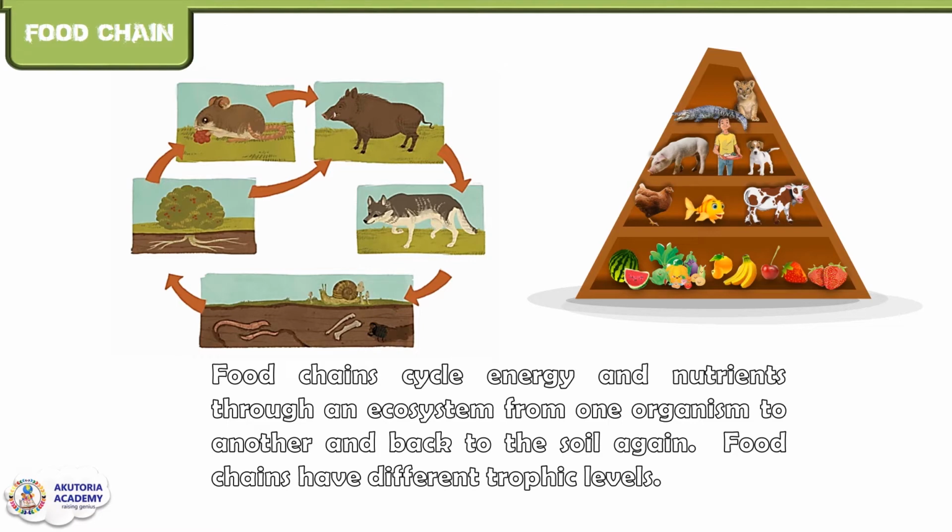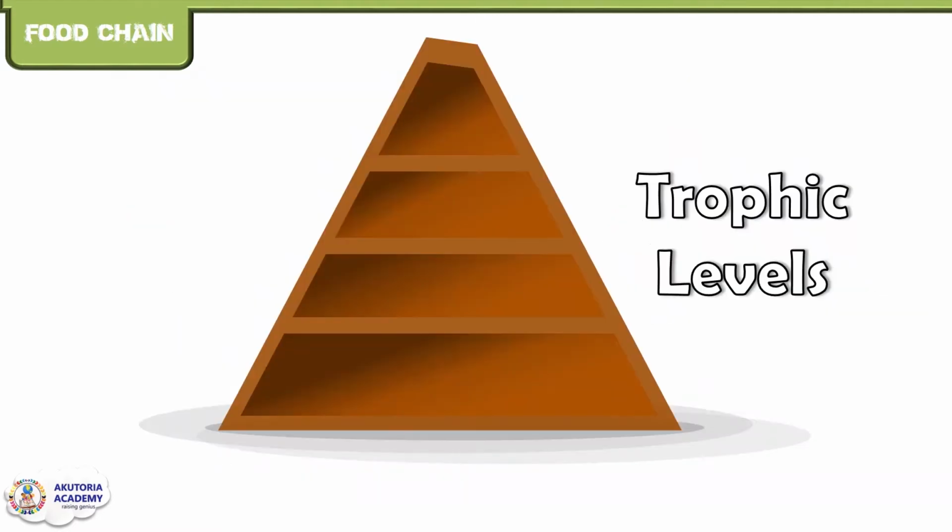Food chain cycles energy and nutrients through an ecosystem, from one organism to another and back to the soil. A food chain can be shown as a food cycle or like a pyramid with trophic levels. Food chains have different trophic levels. Now let's see these levels arranged in a pyramid.